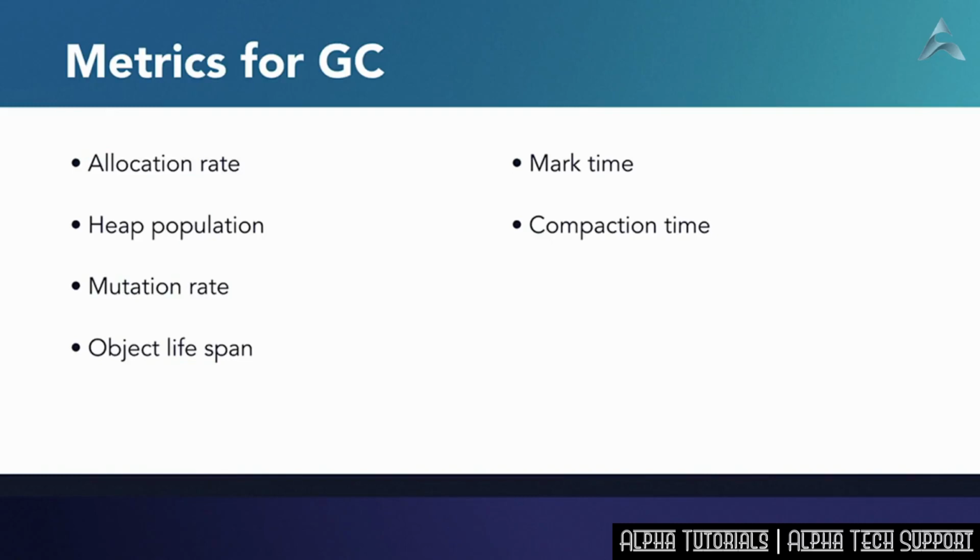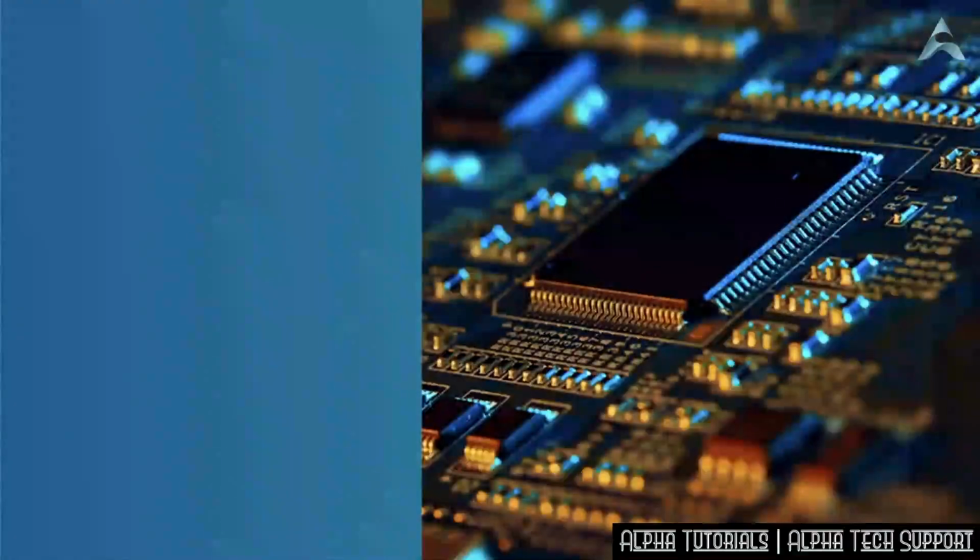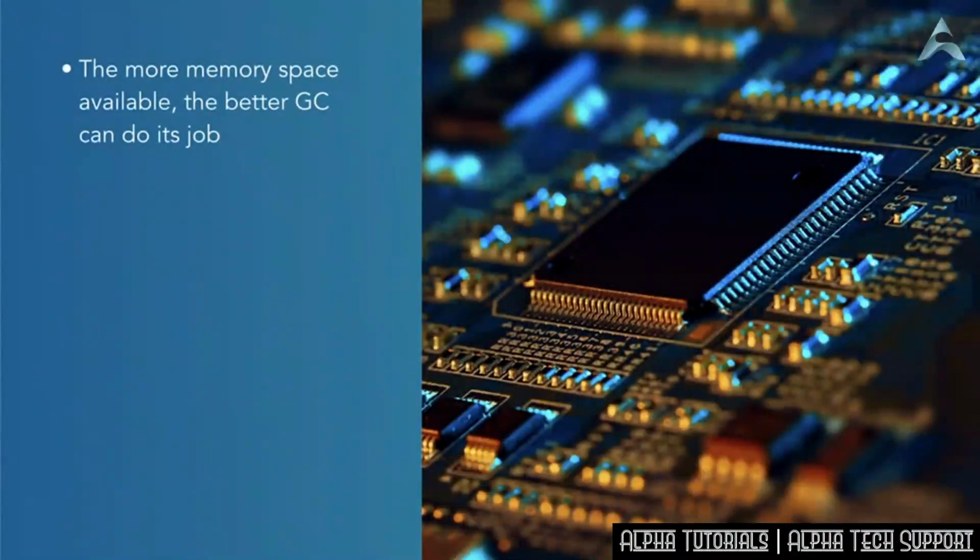the objects. The garbage collection cycle time is how long it takes the garbage collector to perform a full garbage collection round, meaning checking all the objects on the heap. The larger the memory space available, the better the garbage collection can do its job. If there was unlimited memory, we wouldn't need garbage collection at all.